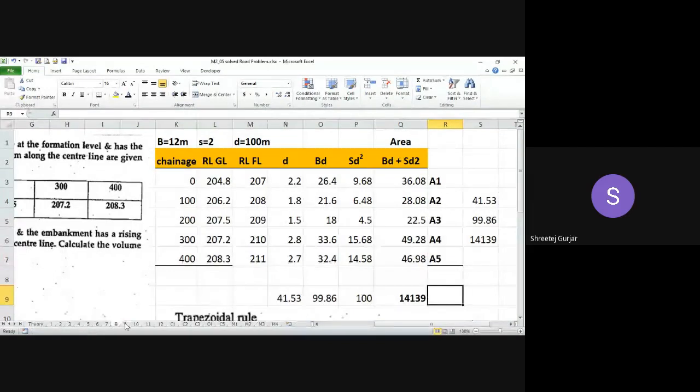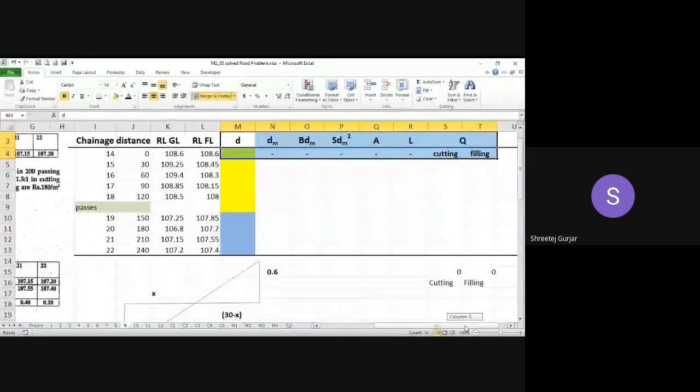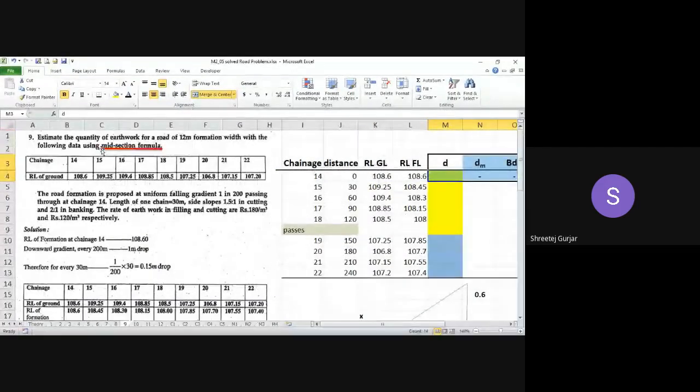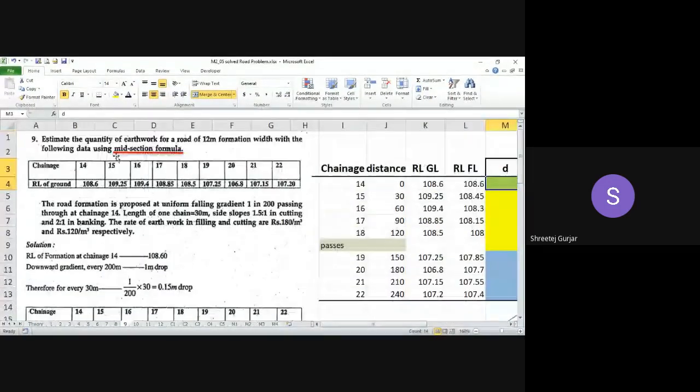So this is your 8th one. Now moving on to your 9th numerical. This is regarding your midsection formula. Midsection formula meaning nothing but DM. We have to use DM to calculate. Midsection meaning mid depth formula. DM we have to calculate.